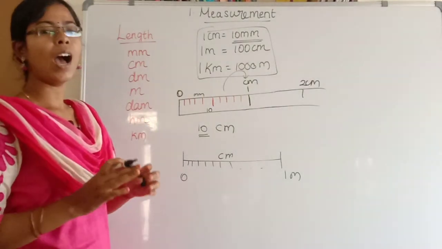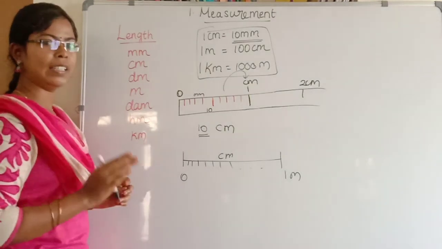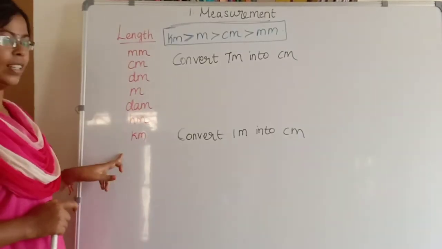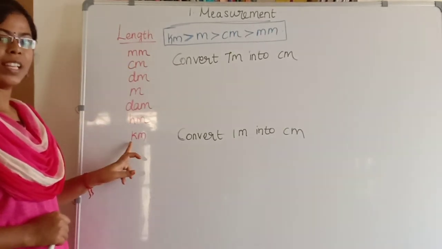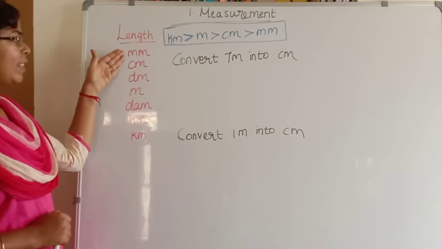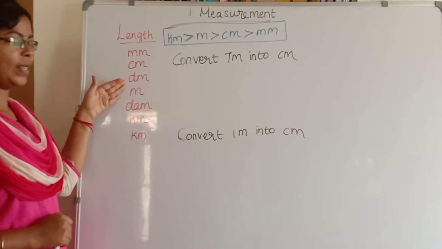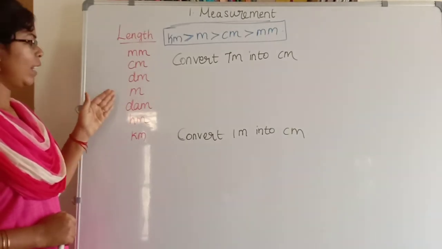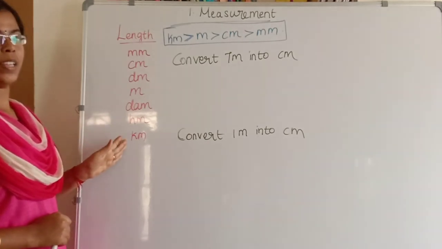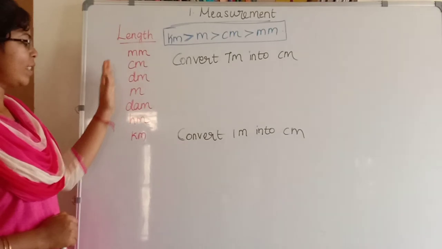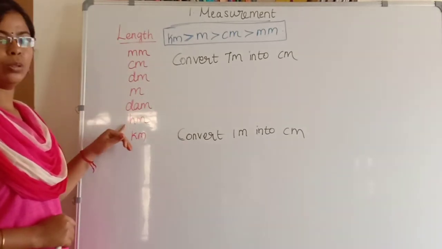Now let us see how to convert from one unit to another unit. Remember this order. Here millimeter is the very smallest and here kilometer is the very greatest. So millimeter is smaller, next bigger is centimeter, next decimeter is bigger, next meter is big, next decameter is big, then hectometer is big, at last kilometer is the very biggest.